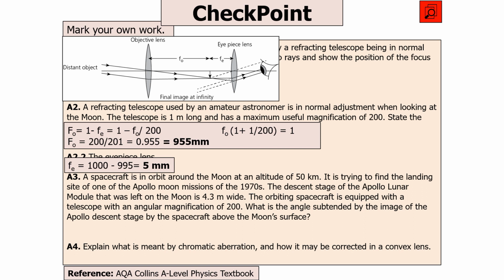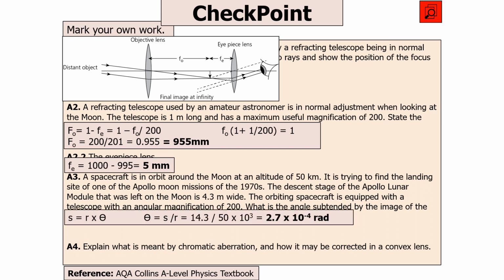Now in this next one, we've talked about this before, S is equal to R theta, so therefore theta is equal to S over R, so it's 4.3 over 50 times 10 to the 3. So you're looking at S, the length, and over R, the radius of the circle that you'll be producing for your angle. So therefore you work it through to be 2.7 times 10 to the minus 4 radians.